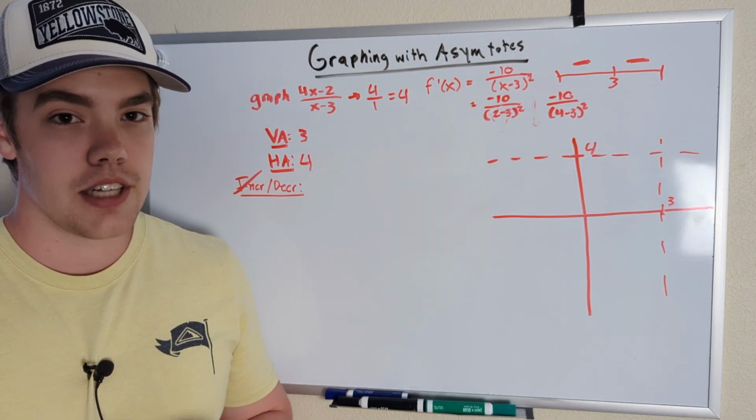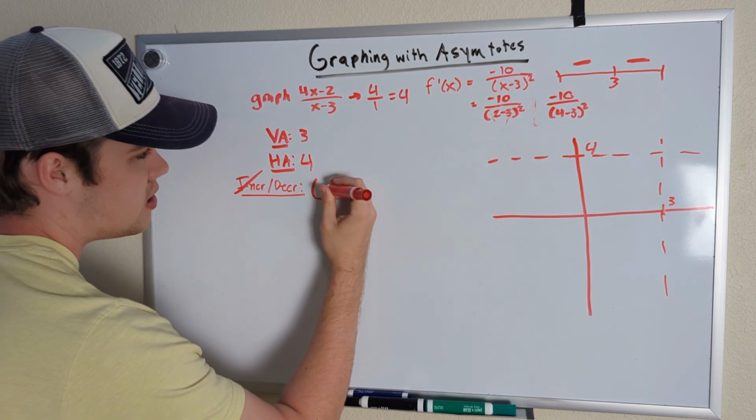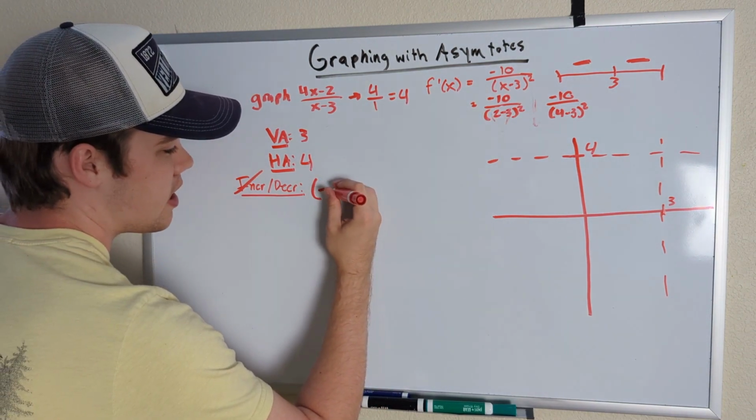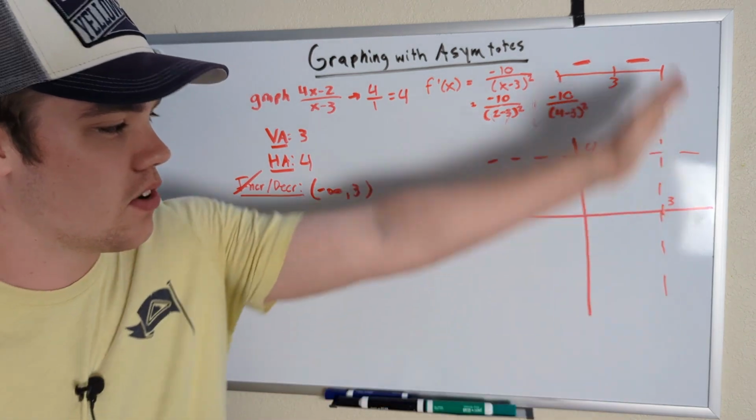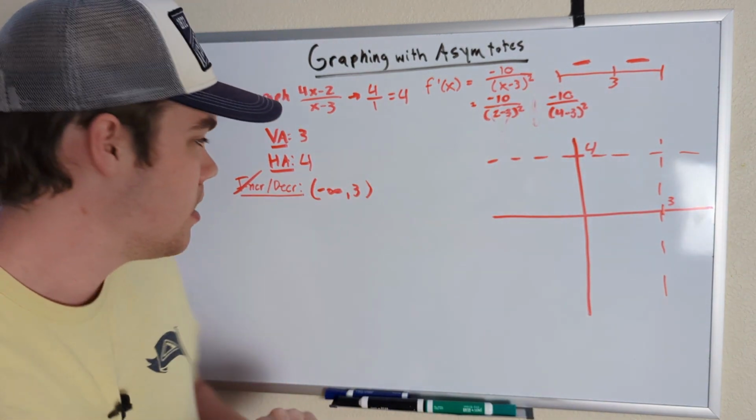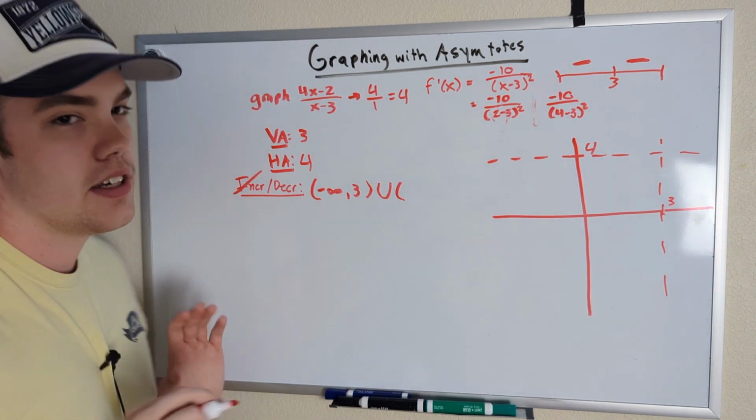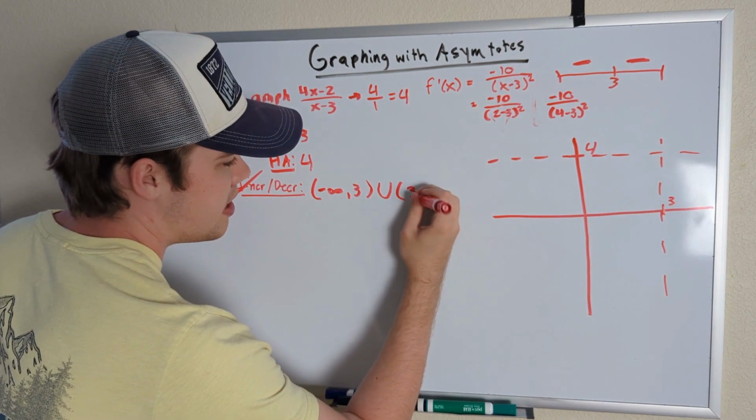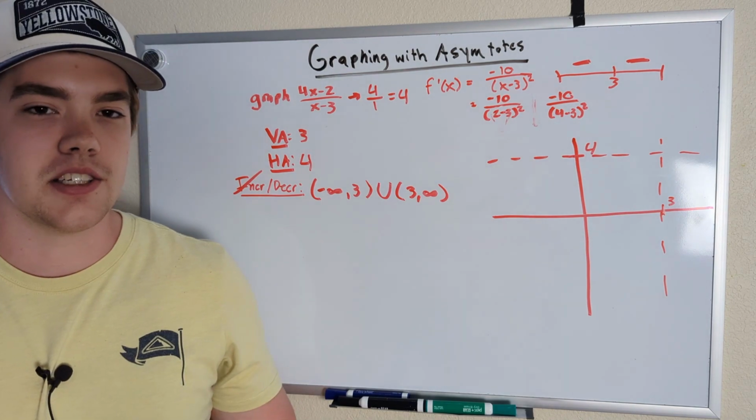Let's use interval notation to talk about where this graph is increasing and decreasing. This graph is decreasing from negative infinity to 3. We can't include 3 because of course we have this vertical asymptote here. So we're going to draw this union sign here. And then this graph continues to decrease from 3 to infinity. And there we go. Now we know where this graph is increasing and decreasing.